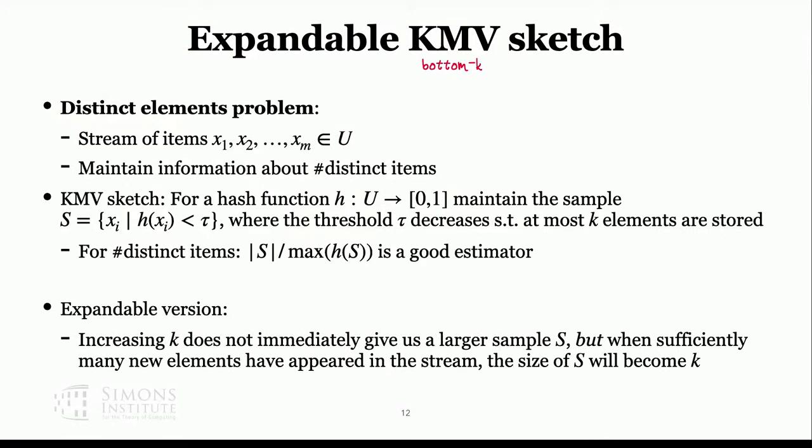Expandable version. Well, the obvious thing is just to increase the number of samples, right? The only thing is that if you increase how big your sample can be, that doesn't immediately give you more samples. I can say that I don't want 1,000 samples, now I want 2,000 samples, but that doesn't bring back the samples. But what does happen is that if you increase the bound, then you can avoid decreasing tau. So if you increase the bound on the size of the sketch, then after some time, if you see enough new elements, eventually it's going to fill up to size k.